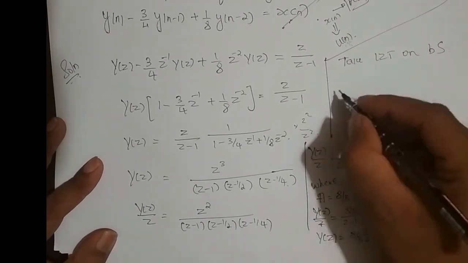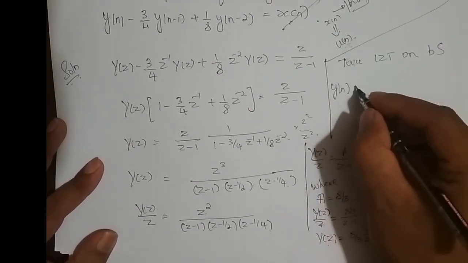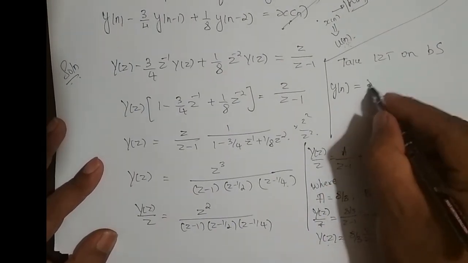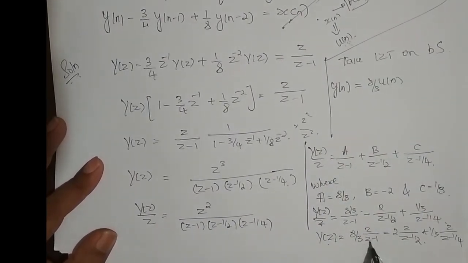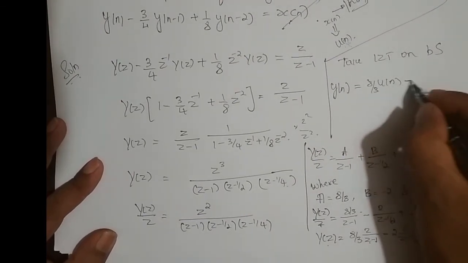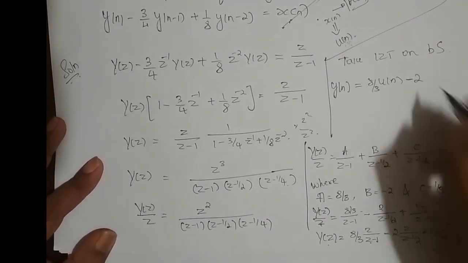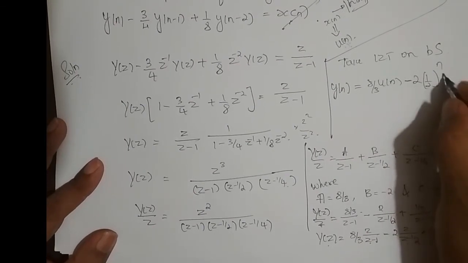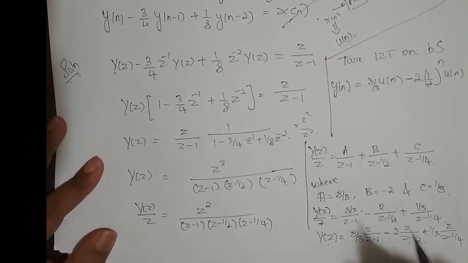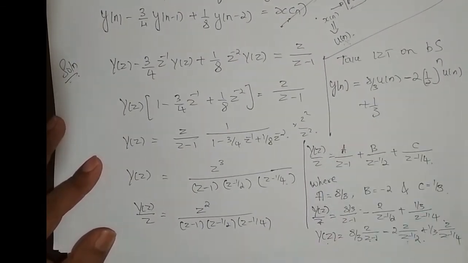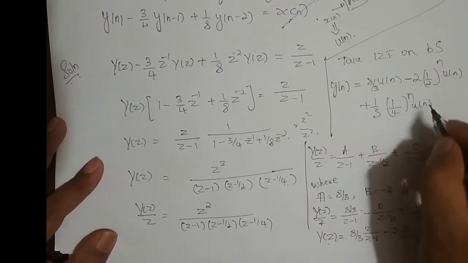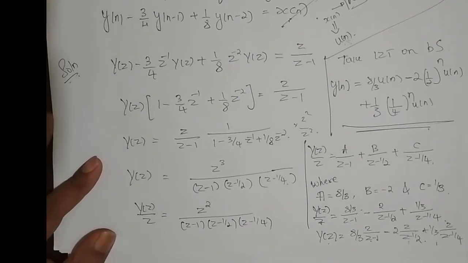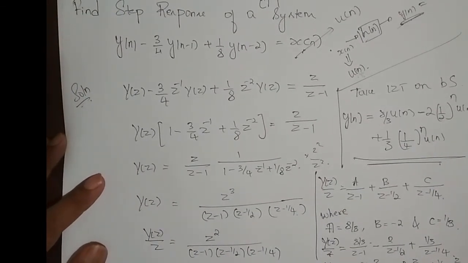So what is the inverse Z transform of Y of z? It is y of n equal to 8 by 3 into u of n, because the inverse Z transform of z divided by z minus 1 is u of n, minus 2 into 1 by 2 power n u of n, plus 1 by 3 into 1 by 4 power n u of n. So this is the step response of the system.